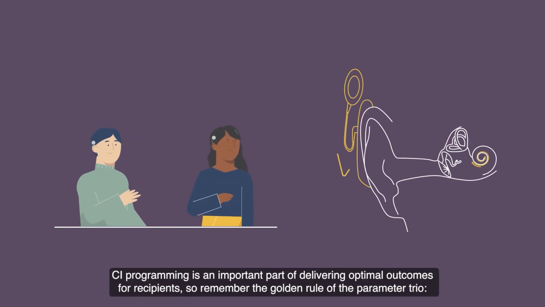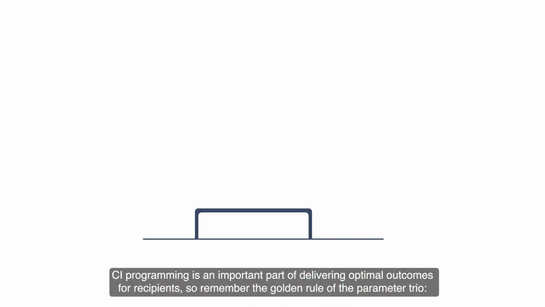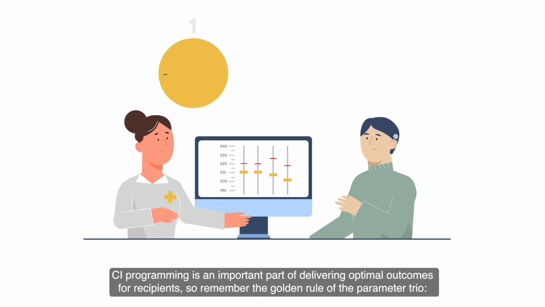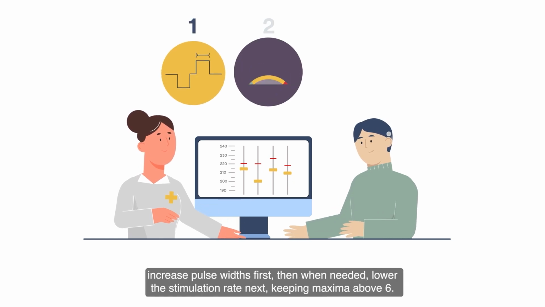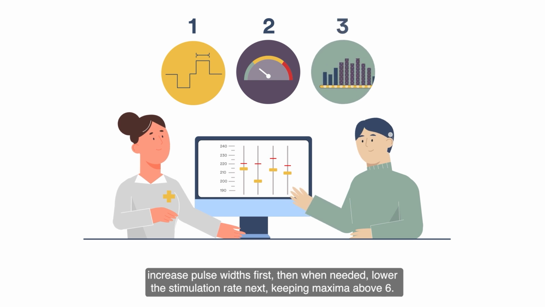CI programming is an important part of delivering optimal outcomes for recipients. So remember the golden rule of the parameter trio. Increase pulse widths first, then when needed, lower the stimulation rate next, keeping maxima above 6.